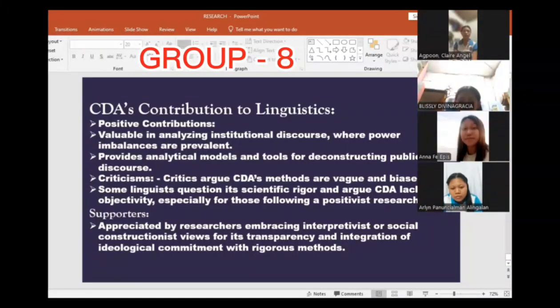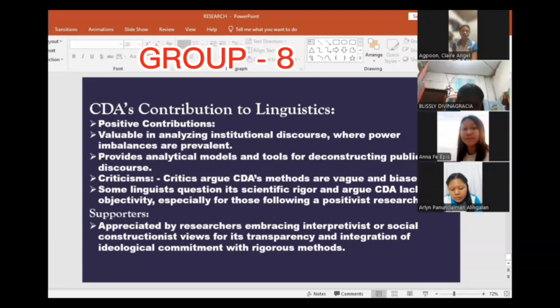CDA has faced significant criticism. Some linguists argue that CDA is too vague in its methodology and often produces biased interpretations, especially given its ideological focus. Critics, particularly those adhering to a more scientific or positivist approach, question the subjectivity of CDA methods and its potential for selectivity and partiality. They argue that CDA's inherent political bias sometimes makes it seem more like advocacy than objective analysis.